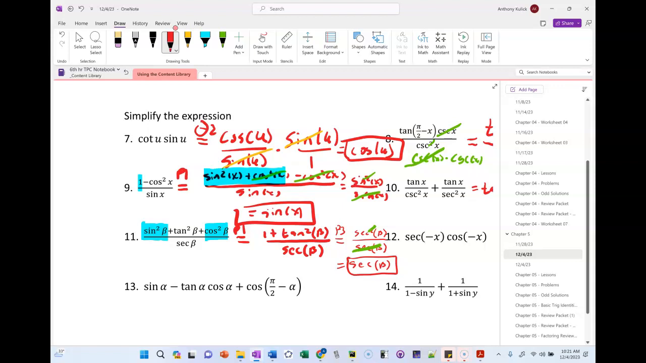So reduce the fraction. Secant from the top cancels the secant on the bottom. We're left with just one secant on top. That's it. We're done.